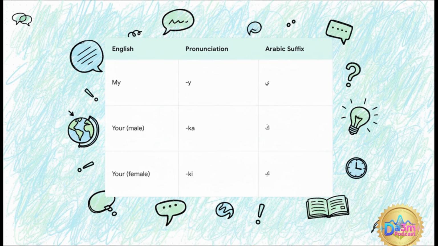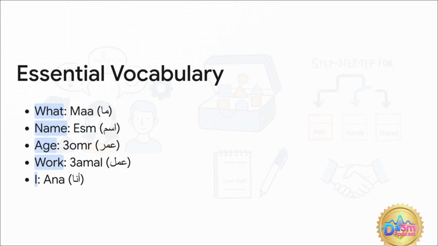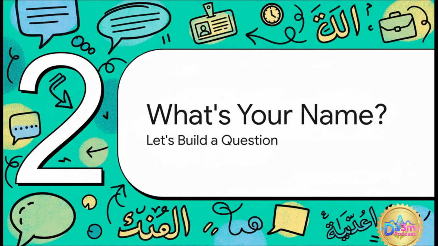They're crucial. And here are the words we're going to be using. Pretty simple stuff. Ma is what, ism is name, and ana is I. Now you're probably noticing that number 3 in the next two words, umr for age and amal for work. That 3 just represents a sound we don't have in English, a sound called ain that you make in the back of your throat. For now, just know it's there. We're about to attach our suffixes to these words. All right, our toolkit is assembled.